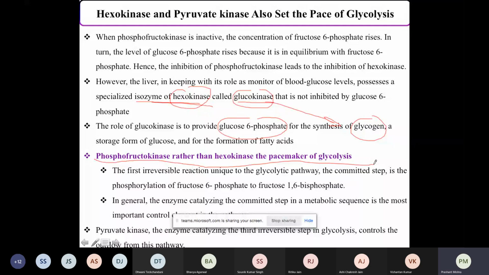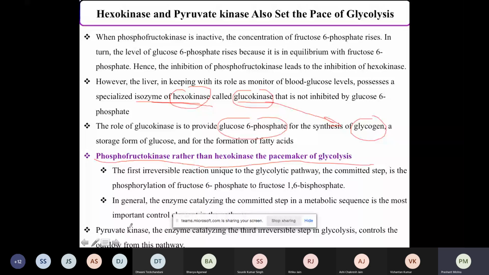The first irreversible reaction unique to the glycolytic pathway, the committed step, is phosphorylation of fructose 6-phosphate. It is the same reiteration that phosphofructokinase is the one which will commit the glycolysis, and this commitment occurs because of the conversion of fructose 6-phosphate to fructose 1,6-bisphosphate. In general, the enzyme catalyzing the committed step is the most important in the metabolic sequence. That's what you have seen, that the conversion of fructose 6-phosphate to fructose 1,6-bisphosphate is a very important and committed step.